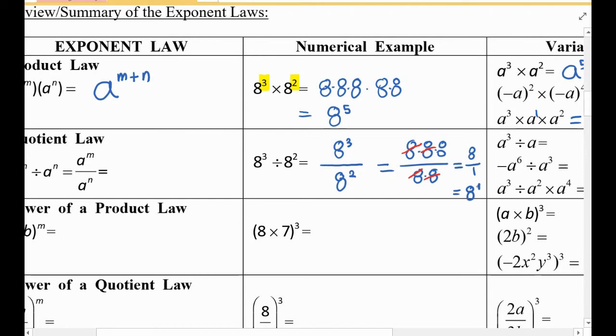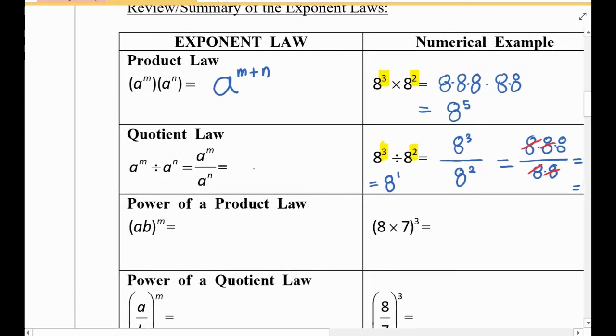Is that right? So basically, when you divide two powers, you subtract: 3 minus 2, which is a to the power of 1. So when you multiply two powers, you add the exponent. And when you divide two powers, you subtract the exponent. Here's the formula. That will be a to the power of m minus n.